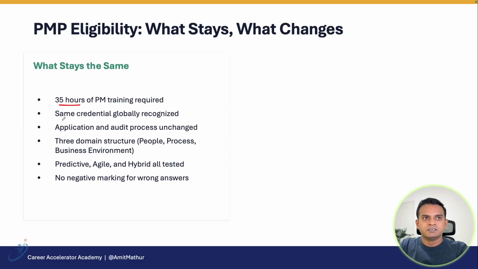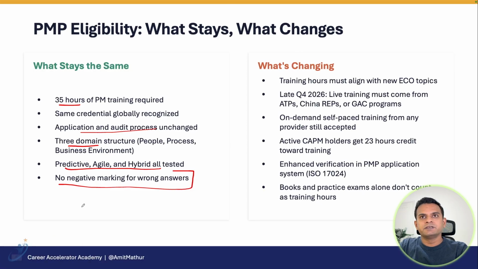You need to have the same globally recognized credentials. The application audit processes remain unchanged, the 3 domain structure remains unchanged, predictive and agile remain unchanged, and there's no negative marking for wrong answers. This remains unchanged. What is changing is that the training hours must align with the new ECO topics.